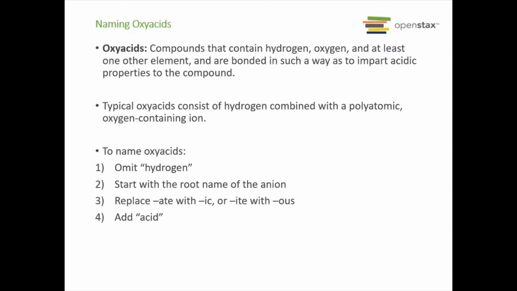So then we have oxyacids. These have hydrogen, oxygen, and at least one other element. What's a way to know if you have one? You look for a polyatomic ion. To name them, we get rid of hydrogen. We do not have the word hydrogen in it. We start with the root name of the anion.